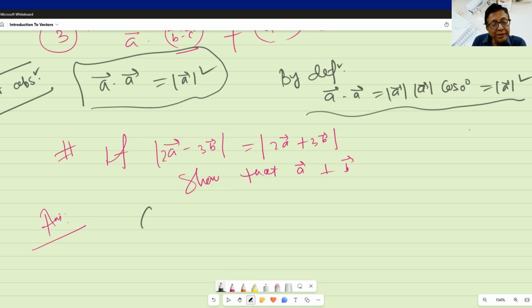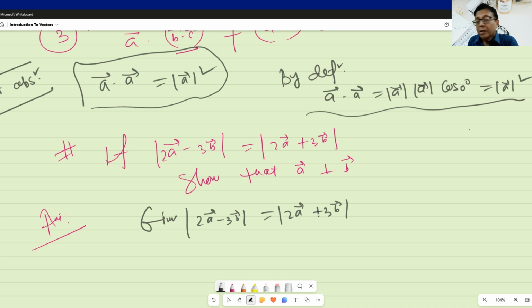Answer: given, mod of (2a minus cb) equals mod of (2a plus cb). Now modulus of a vector is what? Root over a square plus b square plus c square, if it is ai plus bj plus ck, isn't it? But we are sure that modulus of a vector is a scalar quantity. Agree or not? It is never a vector quantity. So for scalars, if a equals b, you can write a square equals b square. So squaring both sides.